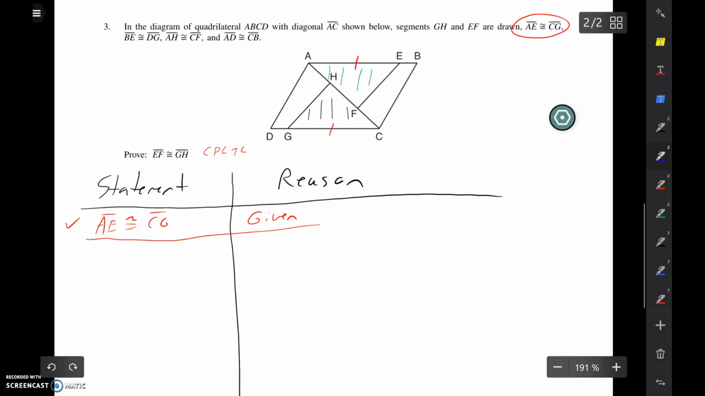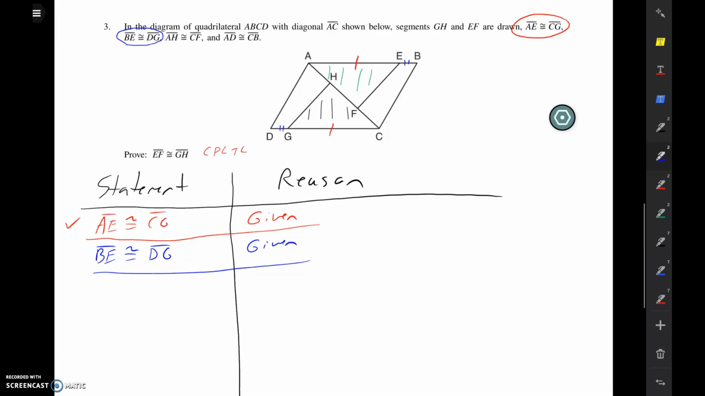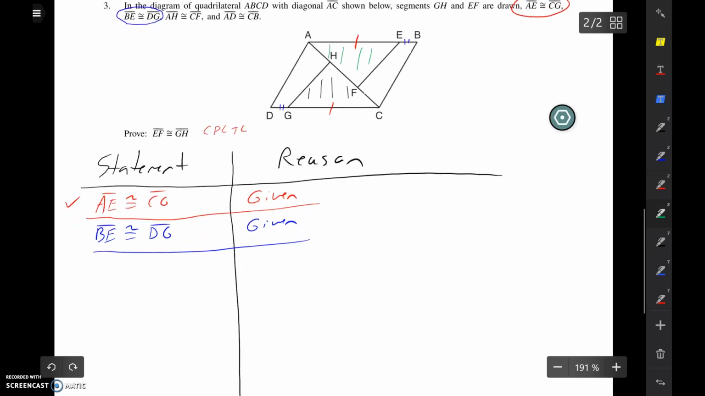The next given is BE is congruent to DG. Now that's out here. So that's not really helping us with the triangles, at least not at first glance. All right, so let's hold off on that for a second and see what else is given to us.